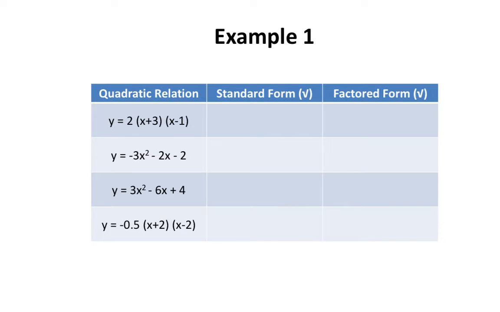In our first example, we want to determine if the quadratic relation is in standard form or factored form. Like I mentioned before, we are not going to focus on vertex form at all. As a quick reminder, a quadratic relation in standard form does not contain any brackets, which would mean that this is in standard form and this is in standard form. Another quick reminder is that a quadratic relation in factored form contains two sets of brackets, which would make this factored form and this factored form as well.